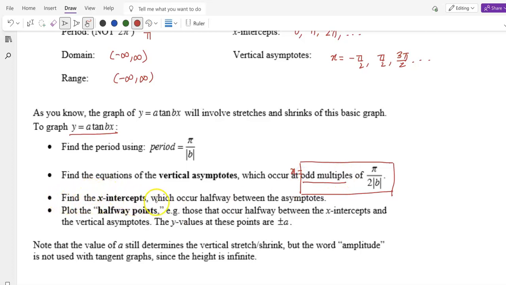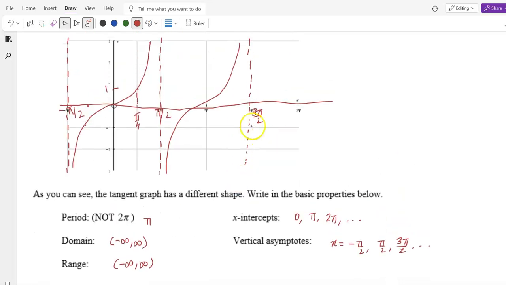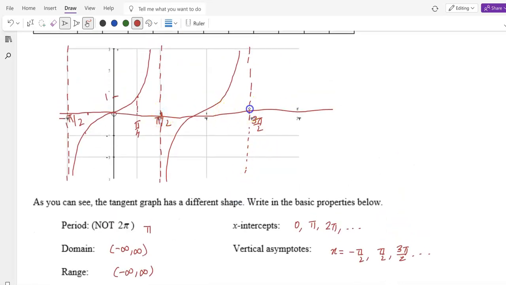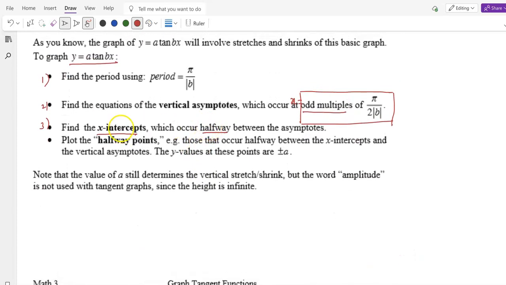Find the x-intercepts, which occur halfway between the vertical asymptotes. As in, if there's a vertical asymptote at 2 and at 0, then there's the x-intercept at 1. If there's a vertical asymptote here and here, the midpoint in between the two vertical asymptotes is the x-intercept. Exactly midway. So first you get your vertical asymptotes, and then the midpoint is your x-intercept.